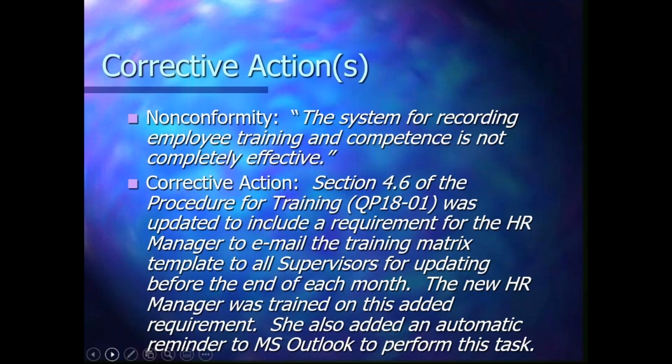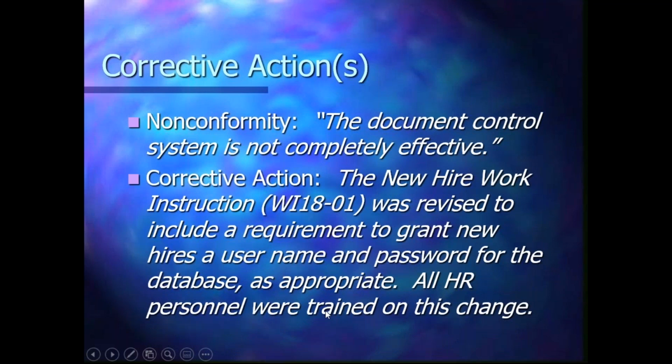So let's look at some potential corrective actions for the nonconformity scenarios that we've been following throughout this presentation. Remember our nonconformity about the system for recording employee training and competence not being effective. Our corrective action is: section 4.6 of the procedure for training was updated to include a requirement for the HR manager to email the training matrix template to all supervisors before the end of the month. The HR manager was trained on this requirement, and she added a reminder to Outlook to perform this task. So this corrective action does include a training component, but that's not the only action we're taking. There's a permanent system change.